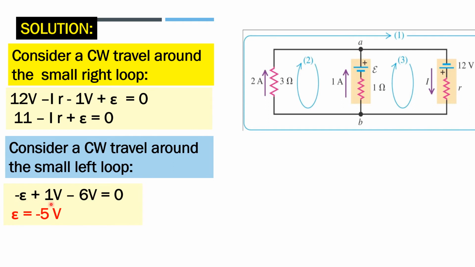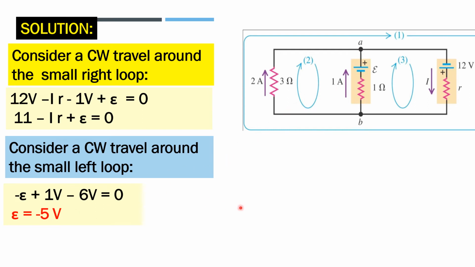Simplifying this equation, we will get for epsilon, or EMF, if we transpose, for example, 1 volt minus 6 volts, which is supposed to be negative 5 volts. All right, negative 5 volts will then be the value for our unknown EMF, or epsilon. Now, what does a negative EMF suggest?